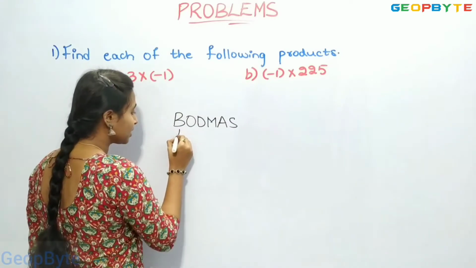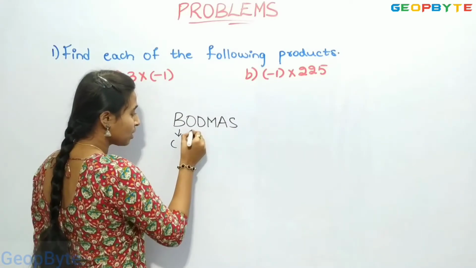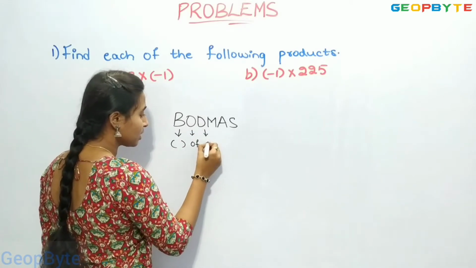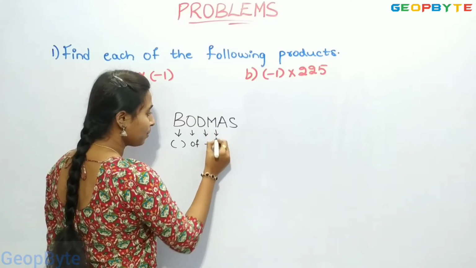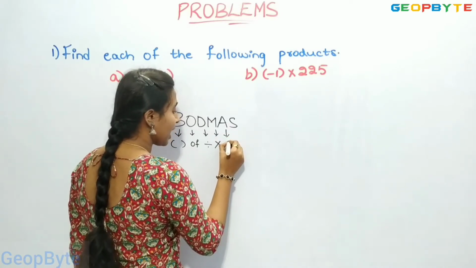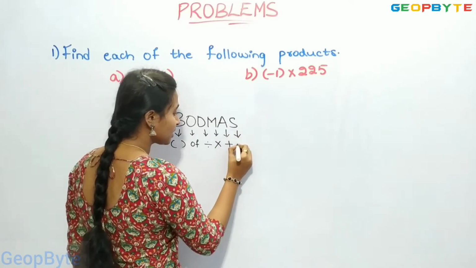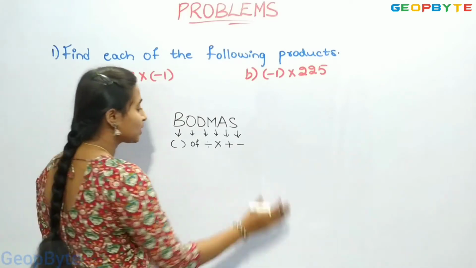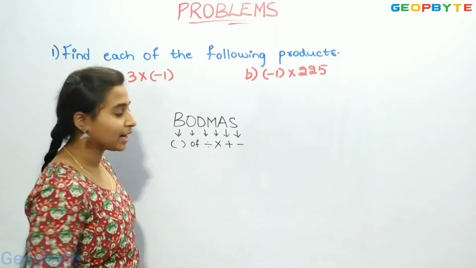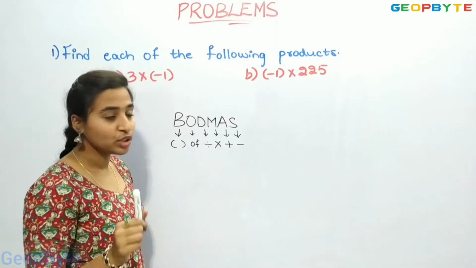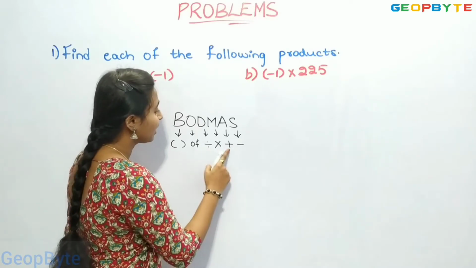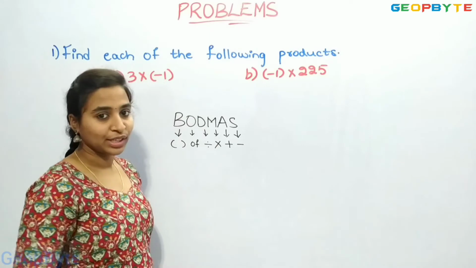BODMAS. B means brackets, O means of, D means division, M means multiplication, A means addition, S means subtraction. This rule will be used in a problem when there are numbers in a bracket with these signs. We have to solve in the order: first division, next multiplication, next addition, and then subtraction. Right?